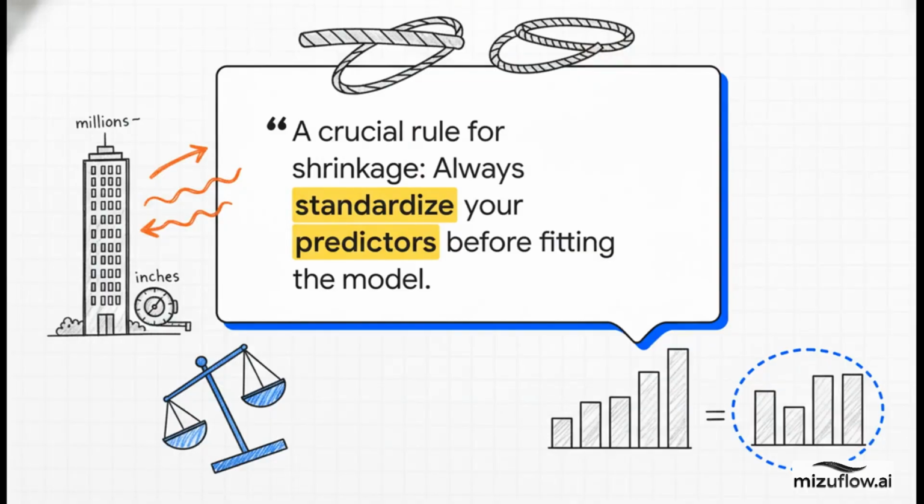Okay, stop what you're doing, because this is super important. This is one of those rules you just can't break. Before you use Ridge or Lasso, you absolutely must standardize your predictors. That just means you put them all on the same scale. Why? Well, the shrinkage penalty is applied to the coefficients, right? If one of your variables is measured in millions of dollars and another is on a scale from 1 to 10, the penalty is going to be applied totally unfairly. Standardization levels the playing field so everyone is treated equally.